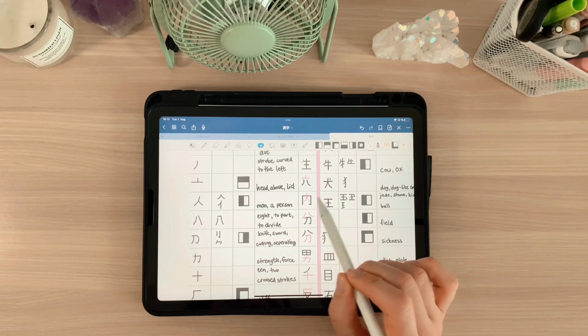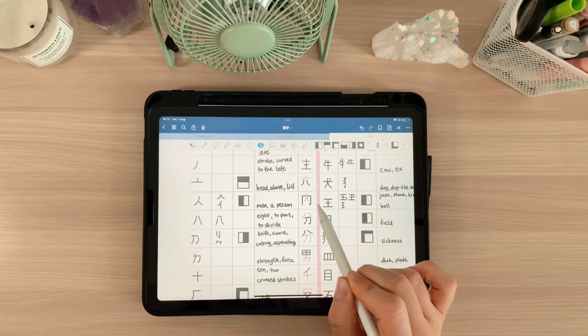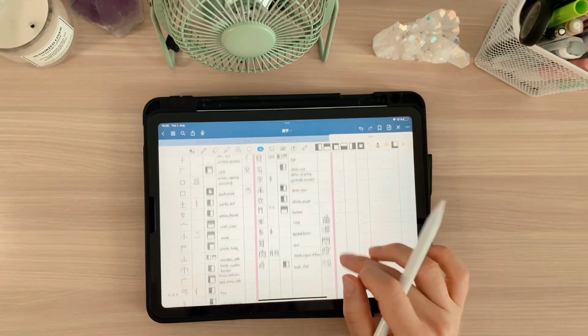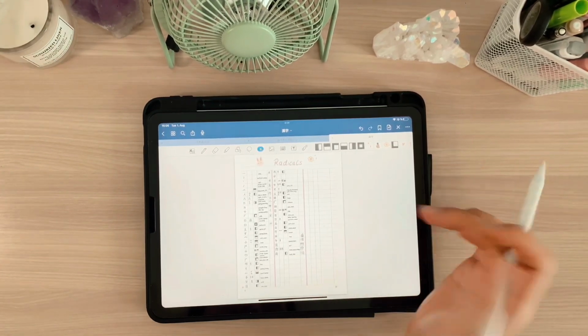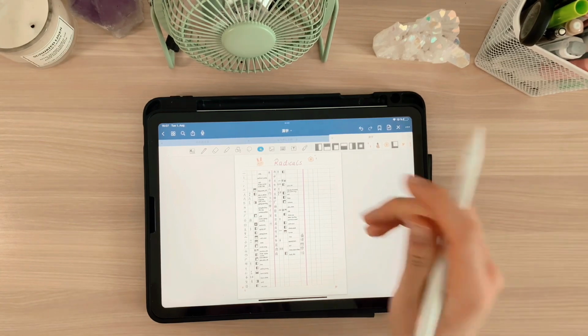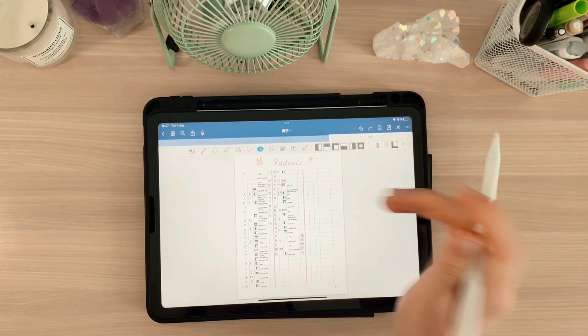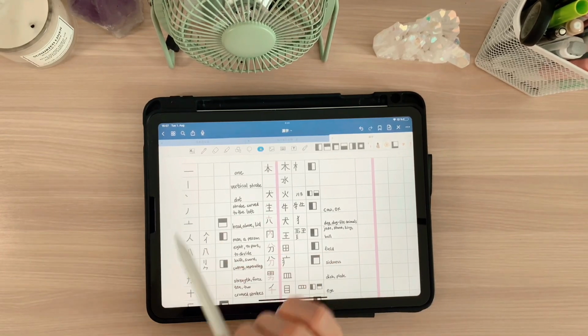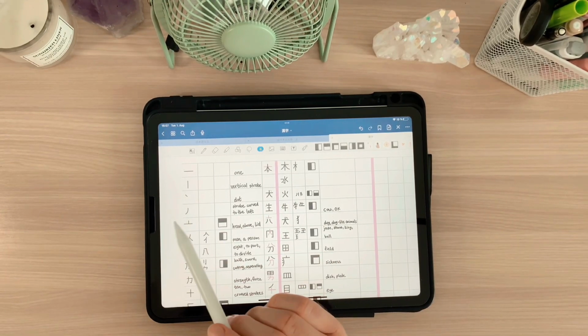And I put the radical in pink so that I can better see where it exactly is in the picture. And as you can see, some things are not filled in. Some radicals don't have an alternative form or they don't have a proper place. For example, the radical for one. It can be in a lot of different places.